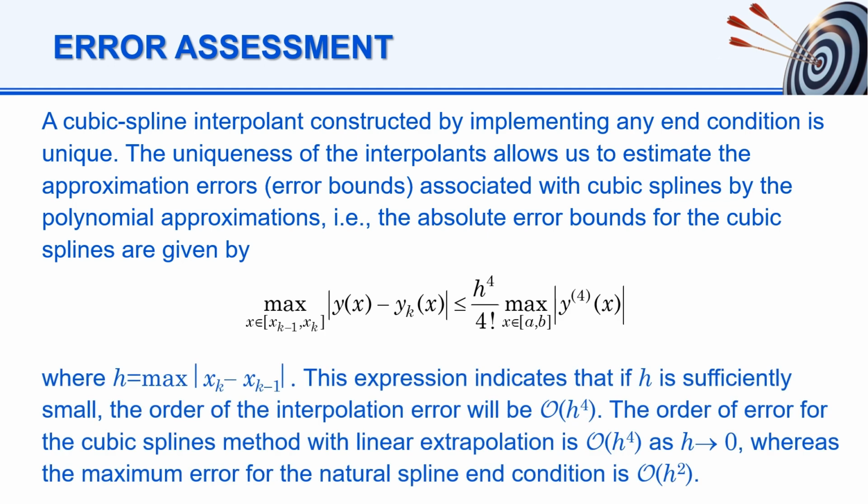This expression indicates that if h is sufficiently small, the order of the interpolation error will be 4th order. The order of error for the cubic splines method with linear extrapolation is 4th order as h goes to 0, whereas the maximum error for the natural spline end condition is 2nd order.